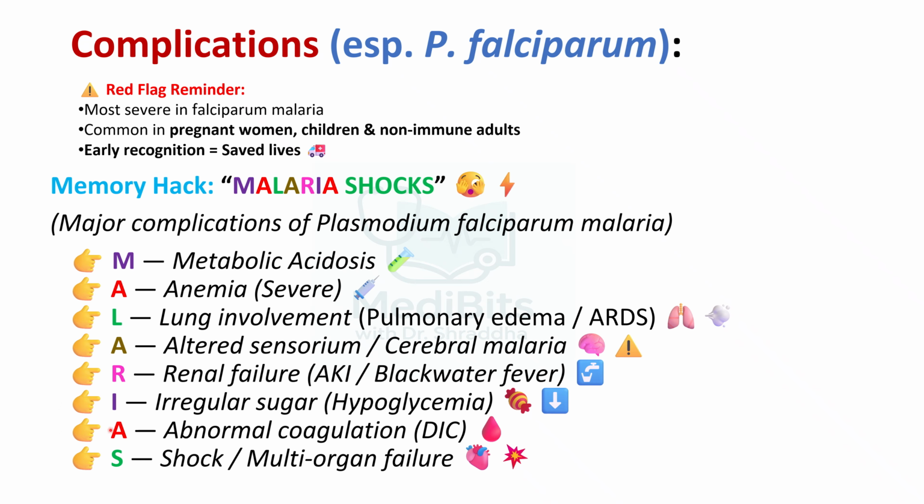Next is A for abnormal coagulation seen in DIC. Malaria can also mess with clotting. So you might see gum bleeding, GI bleed, or bruising. Platelets can drop like crazy. S stands for shock and multi-organ failure. When circulation collapses, we call it algid malaria. Patient may be cold, clammy, hypotensive. This is an ICU level emergency.